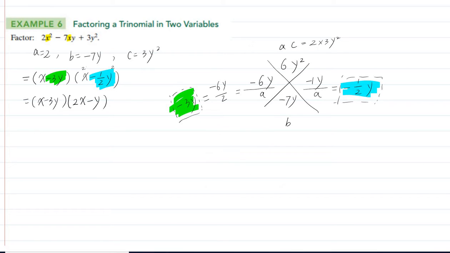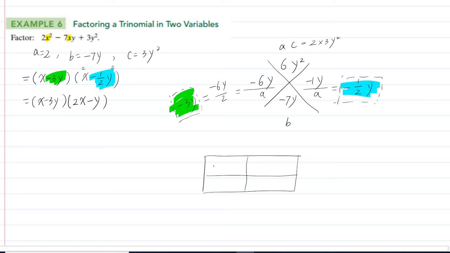If you don't like this method and it makes you confused, then let's try the box method again in this case. So we're going to have a leading term right here, that will be 2x squared. I also have my term c, the c term is 3y squared. And then we realize the middle term is xy here, and xy here. So earlier we realized this number is negative 6 right here and negative 1 right here.